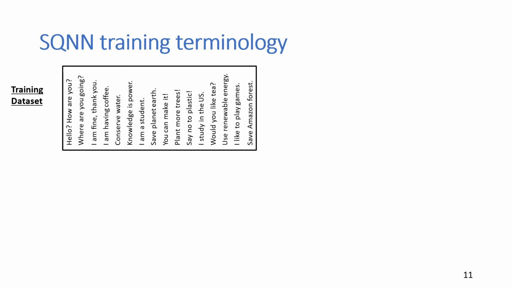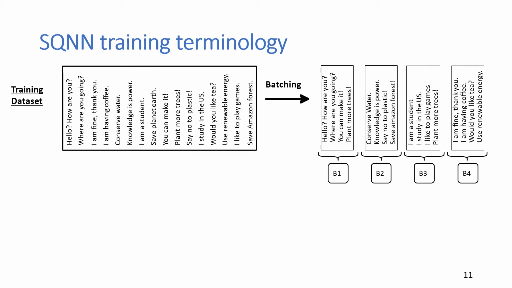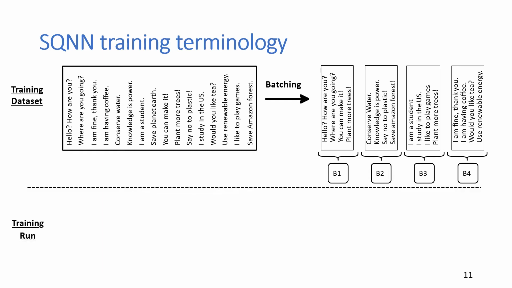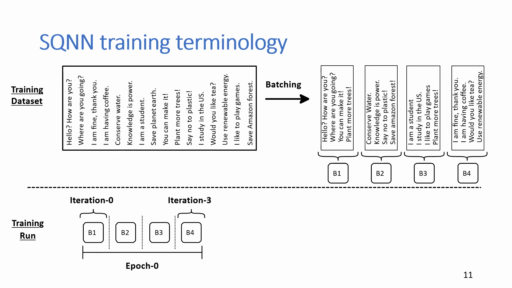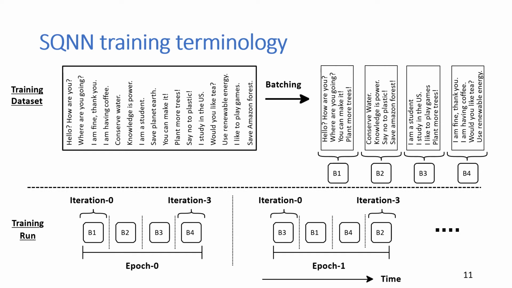Before going further, I would like to go over some of the training terminology that I will be using throughout the talk. Similar to other DNNs, SQNNs are also trained on a large input dataset. Inputs in this dataset are usually batched, with each batch containing a set of inputs. The model is then trained on a single batch of input at a time, and we call a single forward and backward pass of the model with a batch of input an iteration. The model is trained on all the batches of inputs until the dataset is exhausted, and this is known as an epoch. Training usually comprises multiple such epochs over the same dataset, with some optional shuffling between the epochs.